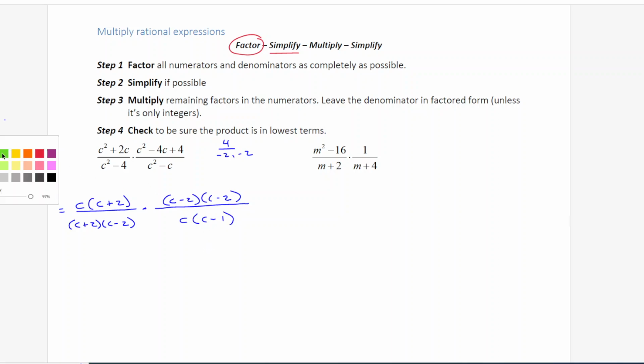Then, like I showed you with the numbers, you're allowed to simplify. So I look for anything that's dividing that's a common factor. So for example, c plus 2 divided by c plus 2 is 1. C divided by c is 1. C minus 2 divided by c minus 2 is 1. Then I multiply across what's left. I'm left with 1 times 1 times 1 times c minus 2.